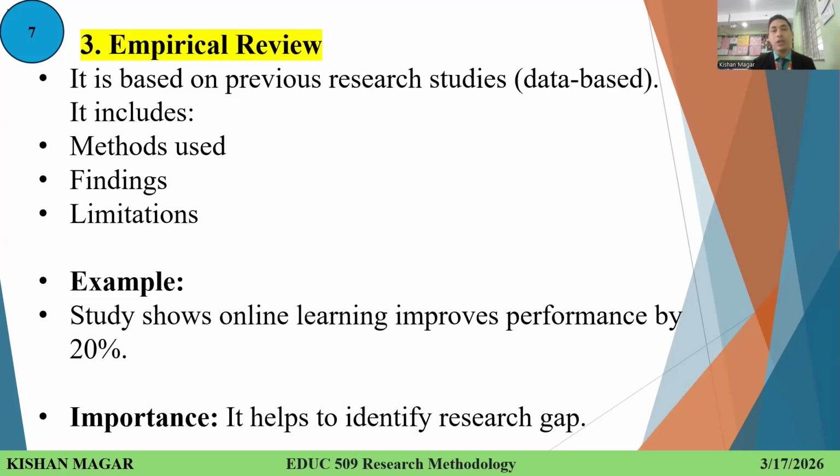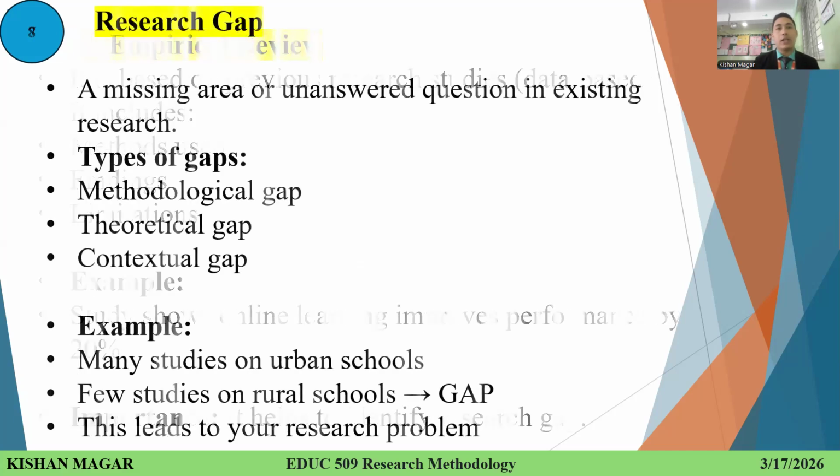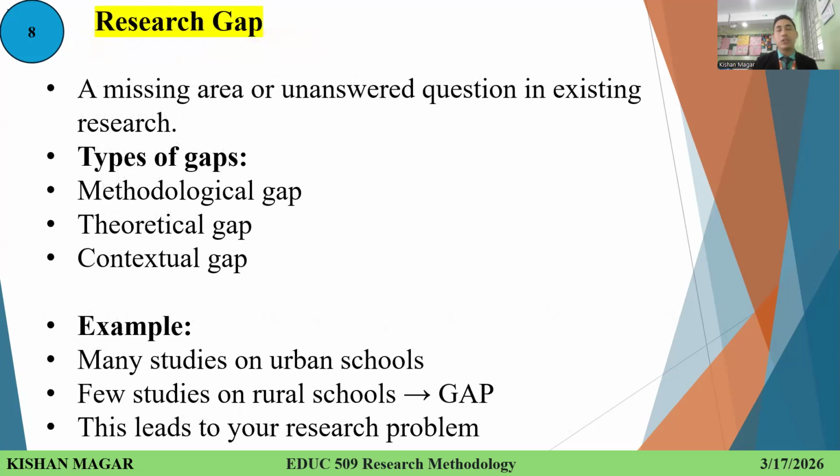It can be updated in the coming days as well. It can be increased or decreased. So this is based on previous research studies, and that's why it falls in the category of empirical review. The importance of empirical review is that it helps to identify the research gap, where the gap was and how to overcome it. So the term research gap is here.